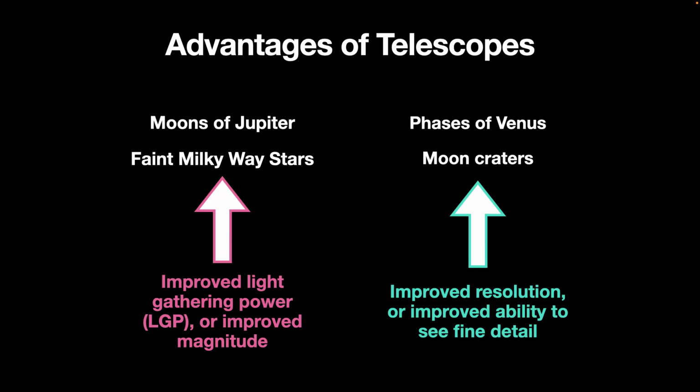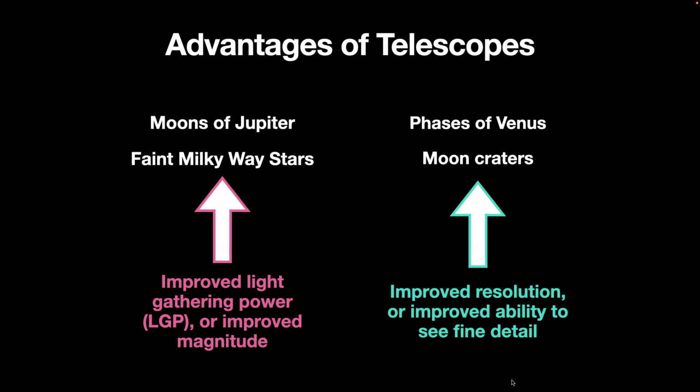So these accomplishments can be divided really into two main categories that illustrate the advantages of telescope use. First is the improved light gathering power or improved magnitude. This is illustrated by Galileo's observation of the moons of Jupiter and his observations of faint Milky Way stars. Neither of these things were visible without a telescope. The telescope allows us to gather light to an extent that our eyes cannot. These observations were too faint to be made without it.